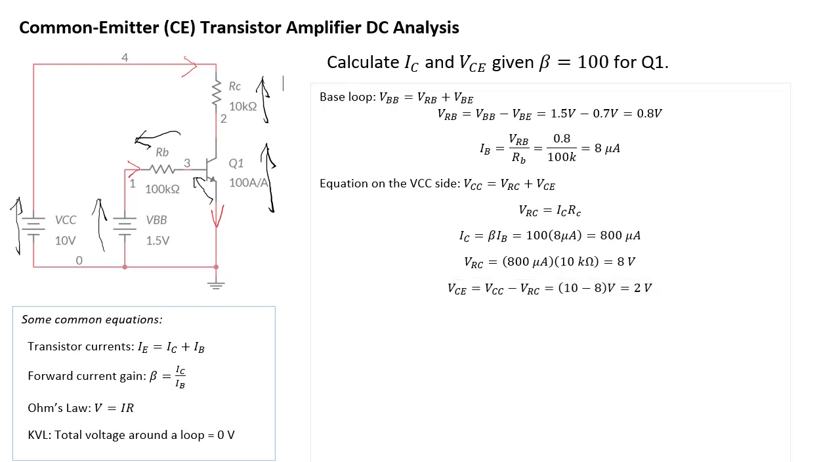We're done. This is the answer for IC, and this is the answer for VCE: 800 microamps and 2 volts.